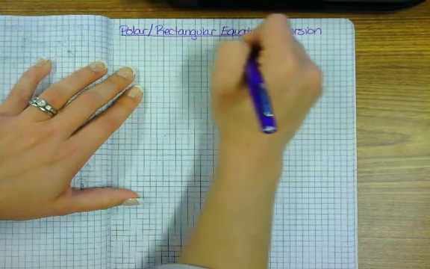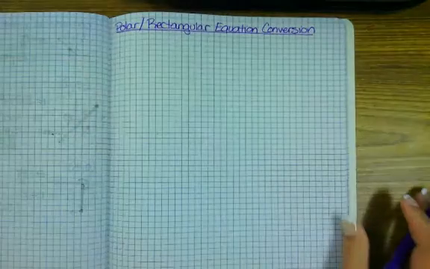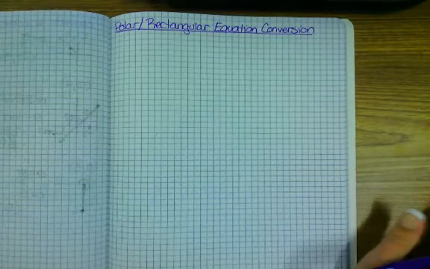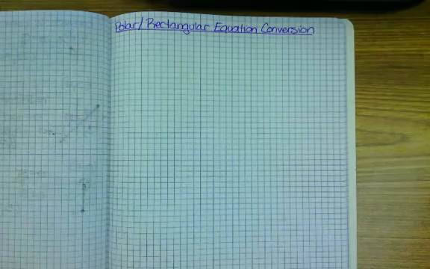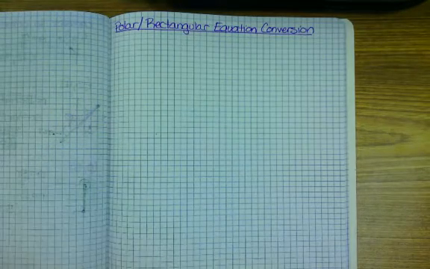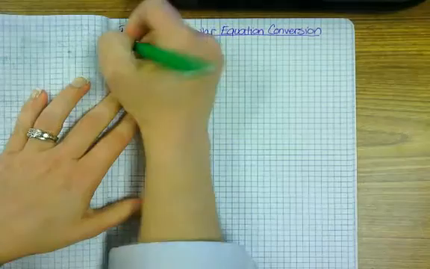Alright, so yesterday we learned about polar and rectangular points and how to convert from one point to the other, right? An xy to an r theta. Today we're going to do actual equations. So let's remember what we learned yesterday just a little bit.